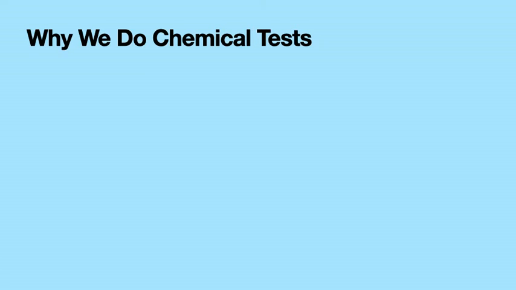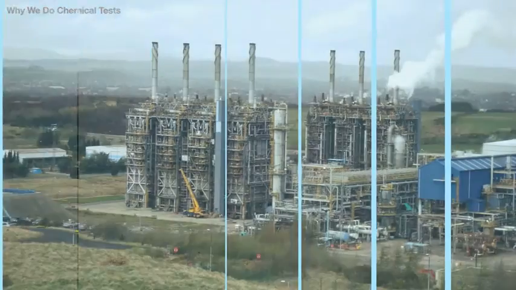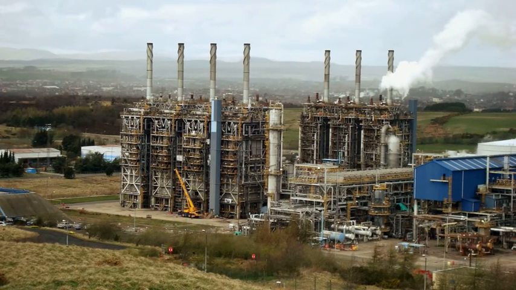Okay, so first of all, why do we do chemical tests? Well, there's all sorts of reasons in everyday life. For example, suppose you had a chemical factory, and you suspect that it might be leaking chemicals into the environment. You're going to want to be able to test for that, and you're going to want to measure how much chemical is leaking into the environment.